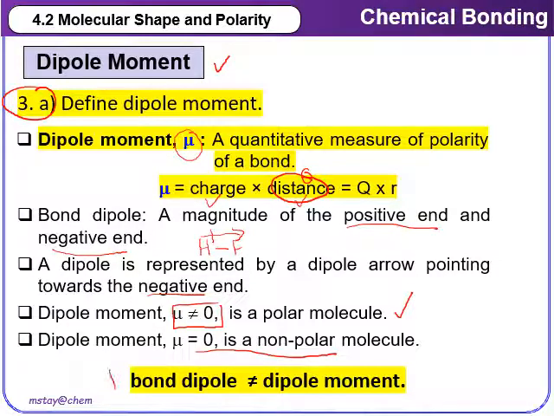So do bear in mind that bond dipole is not equal to dipole moment. Simply put, bond dipole only focuses on the bond, while for dipole moment we consider all the bonds in the molecule, that is, the resultant of the bond dipoles of all the bonds in the molecule.